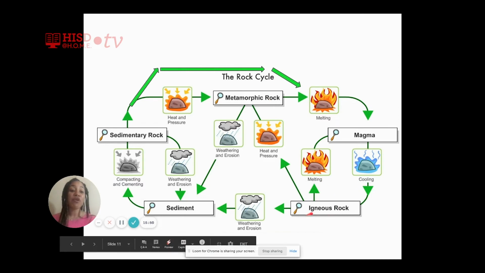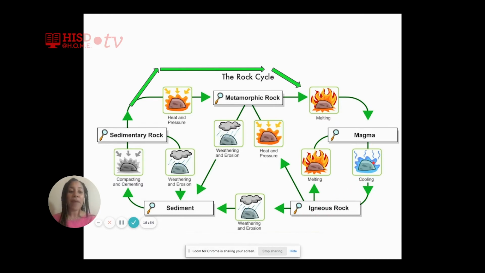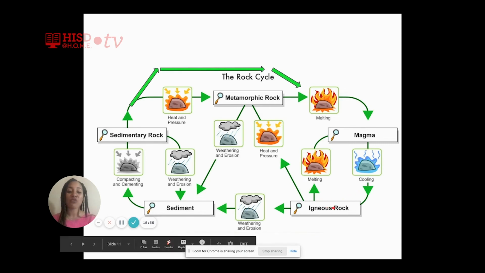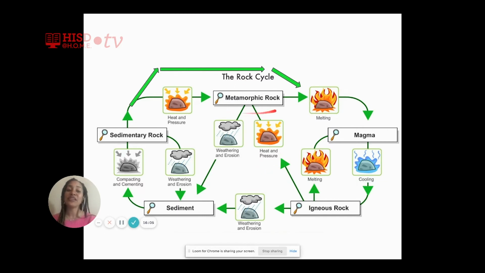Again, if we go back to this igneous rock, we started with magma. We cooled our magma, and it changed into igneous rock. Now, instead of melting the igneous rock, if we decide to apply heat and pressure to the igneous rock, it will then turn into metamorphic rock. So whenever we add heat and pressure to rock, it will change into metamorphic rock.